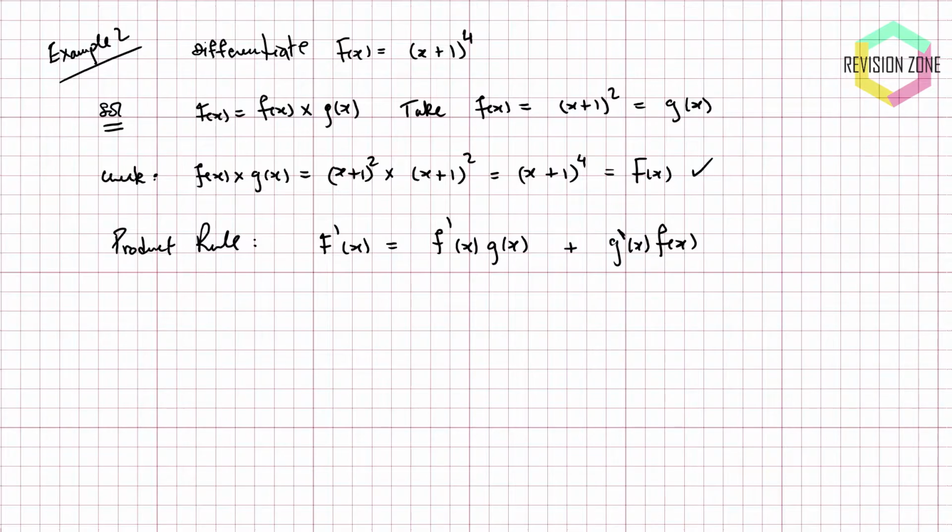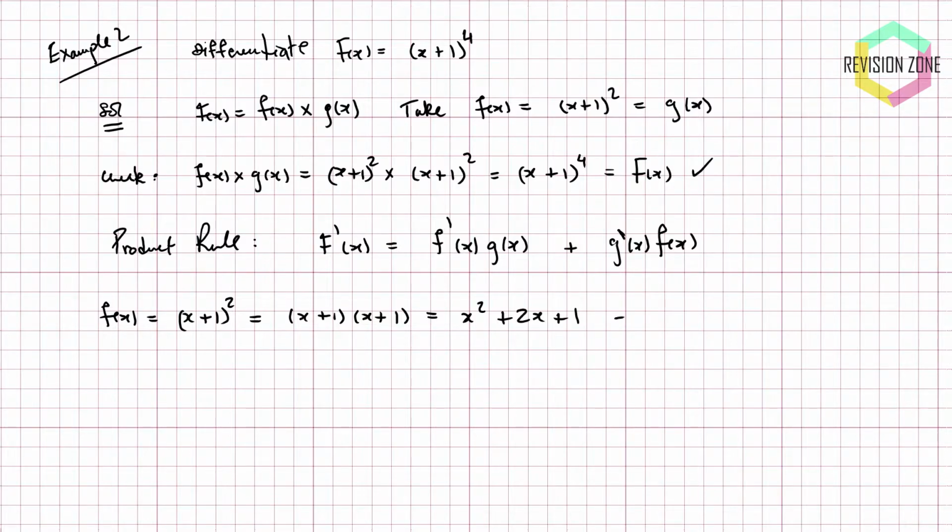So in this case, I'm going to have to differentiate my f. So let me take f here. So f of x obviously is (x + 1)². To differentiate this, I'm going to have to expand this. So I can just say (x + 1) times my (x + 1). And when I expand the brackets, I'm going to end up with x² + 2x + 1.